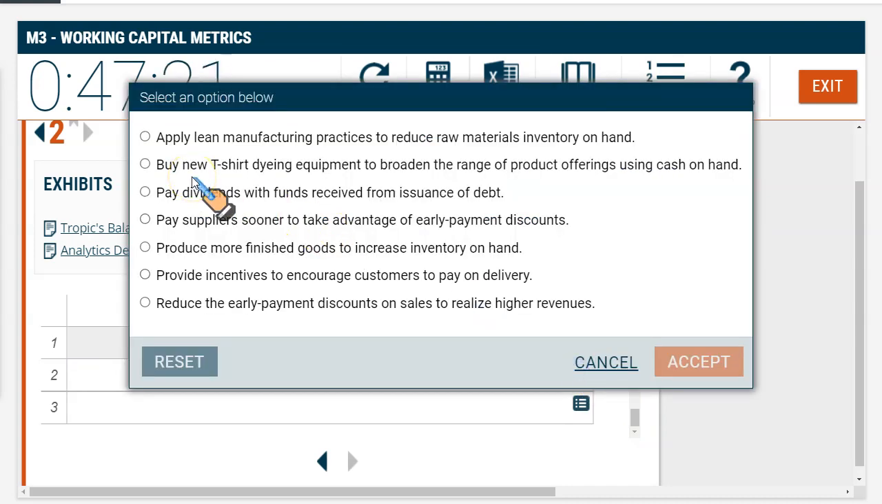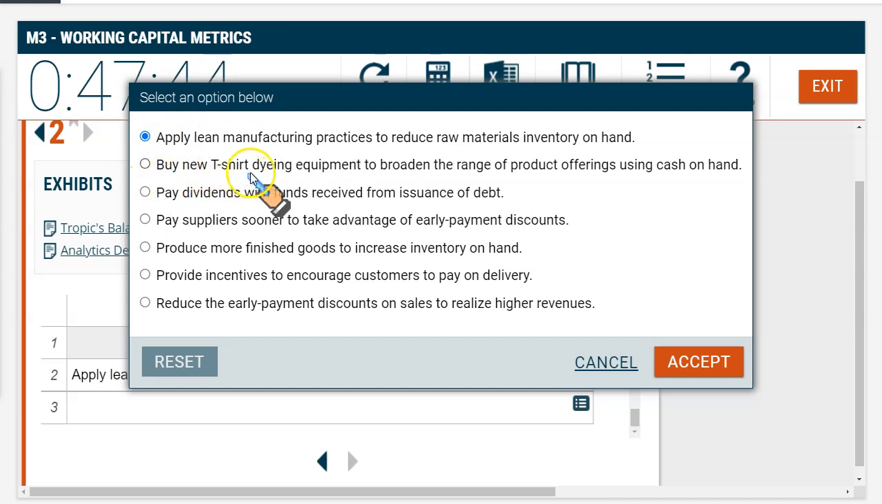It says apply lean manufacturing. Lean manufacturing means minimization of waste and maximization of efficiency to reduce raw material inventory on hand. That is true, because if you hold less inventory, you will have lower inventory turnover days, and that means you will have a lower cash conversion cycle. This is true. But why not the other options? Let us discuss these one by one.